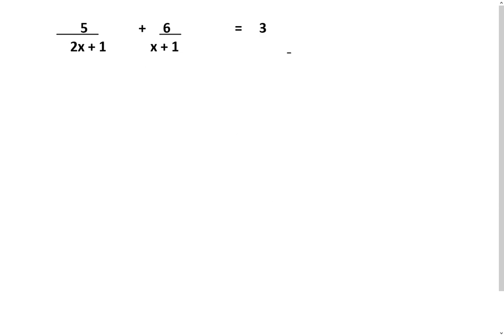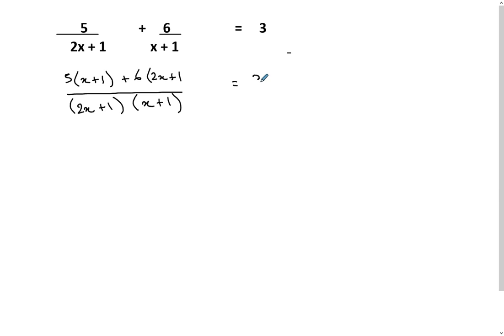Okay, now let's try a fraction plus a fraction equals a number. So again, we adopt the same concept. So we've got the denominator is 2x plus 1 times x plus 1. And then we've got this cross multiplying. So what did you multiply that by to get that? So you've got the x plus 1. So you've got 5 times x plus 1 plus 6 times 2x plus 1 equals 3. And the minute I look at that, I'm thinking, oh, 6 divided by 2 equals 3. Okay?